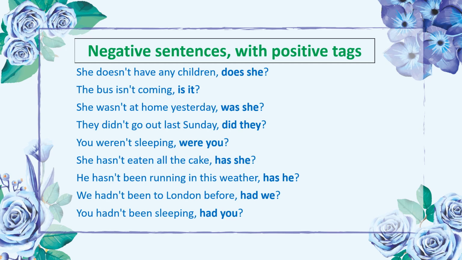Now we are going to see some examples of negative sentences with positive tags. One more thing that I want you to notice is my voice modulation when I say the clause and when I say the question tag. While I say the sentence, my voice remains normal, but when I say the question tag, my voice becomes more interrogative and calmer. So please note that. I'm going to read out the examples for you.